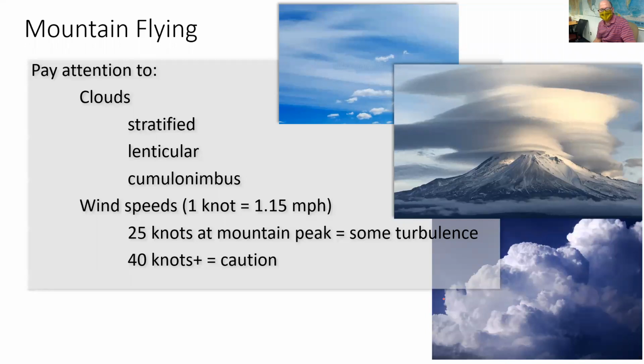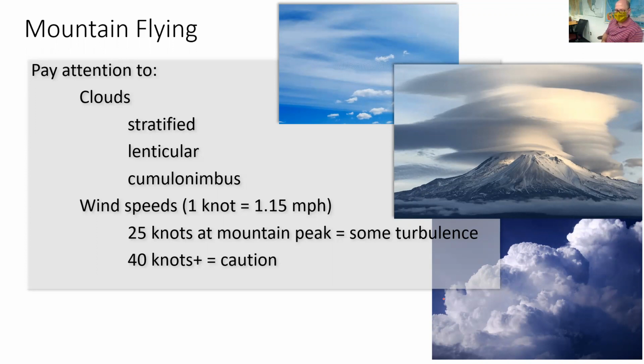Okay, another thing to pay attention to is the kinds of clouds, and we kind of alluded to that as well. Stratified clouds indicate stable air, and that's the upper left or top image, where you just have pretty much thin, wispy clouds, right?